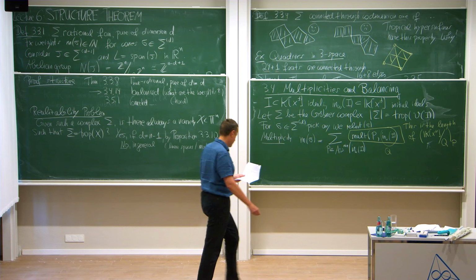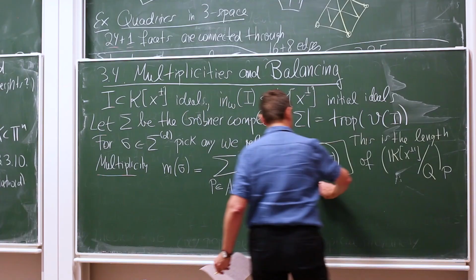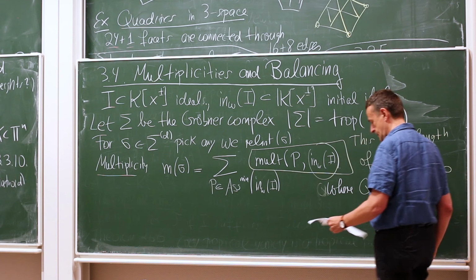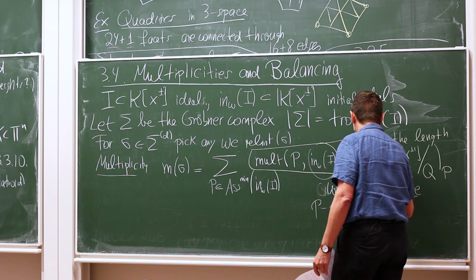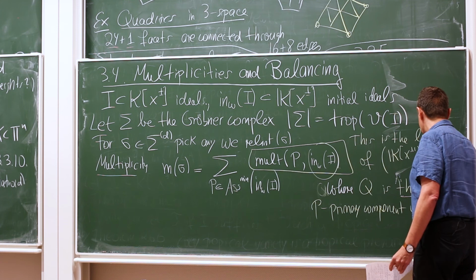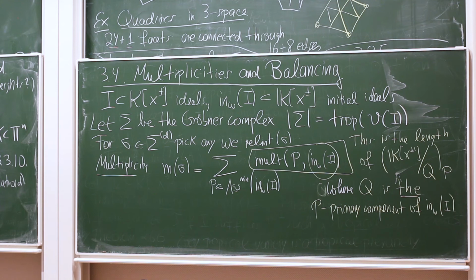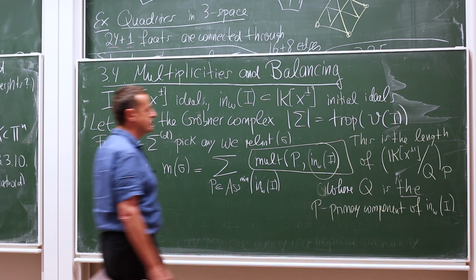Sorry, I misspoke: Q is the P-primary component of the initial ideal. Okay, go back. The definite article, the, reminds us that the primary component corresponding to a minimal prime is unique. In primary decomposition, the embedded primes do not have unique primary components, but the minimal primes have unique primary components. So Q is the unique P-primary component of this initial ideal, and now what I said makes sense. It's the length of this local ring.